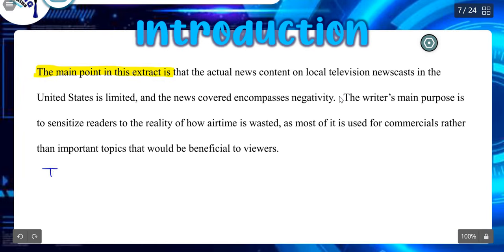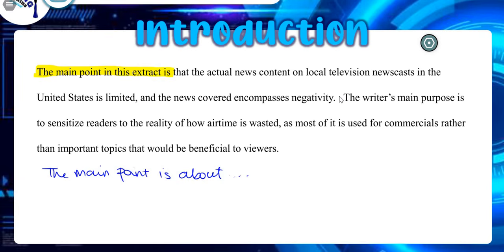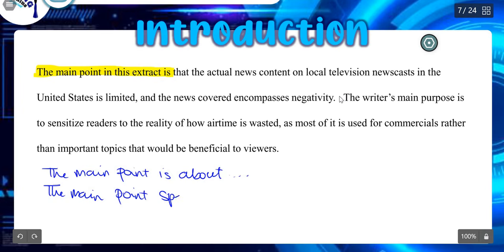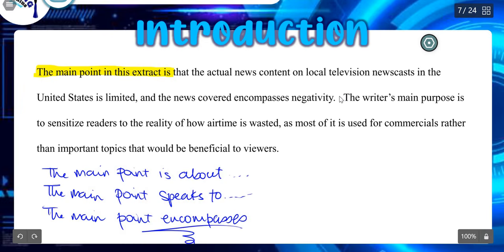Let me just do a little writing. So the main point is about the... Of course, continue, tell me what the main point is about. Or you could say the main point speaks to... Or you can say, I guess, the main point. There are so many ways in which you can say it, you know. Don't limit yourself. The main point encompasses. I remember in grade 12 I used to love using this word encompasses. I feel like G, man.